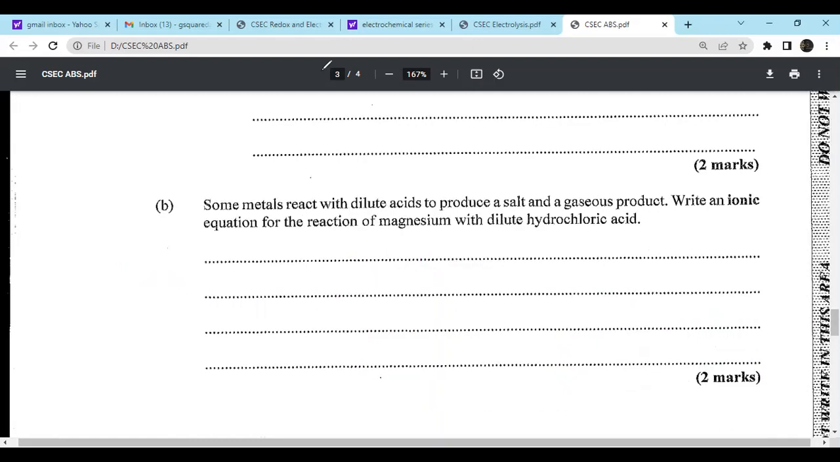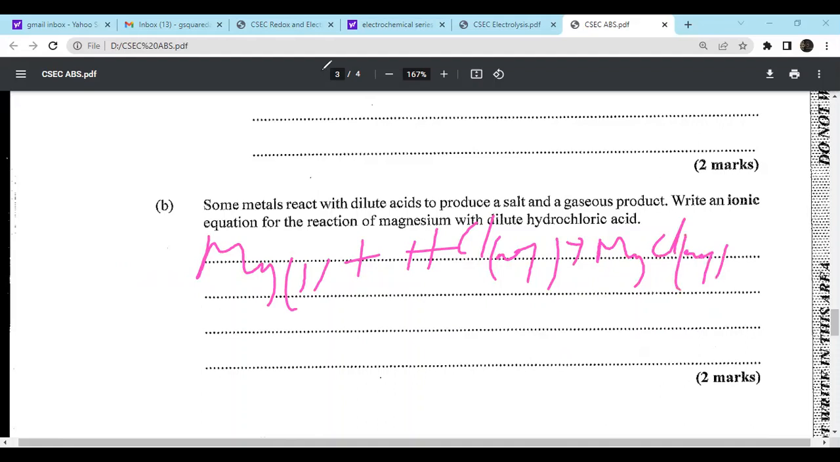Some metals react with dilute acids to produce a salt and a gaseous product. Write an ionic equation for the reaction of magnesium and hydrochloric acid. So let's take it from the top so we can do this. Magnesium, which is a solid, reacts with hydrochloric acid, which is aqueous, to produce magnesium chloride, which is also aqueous, plus hydrogen gas, which is a gas.